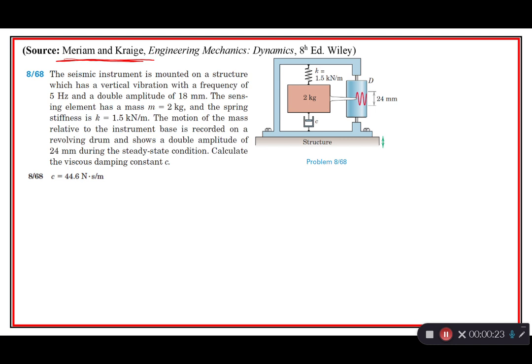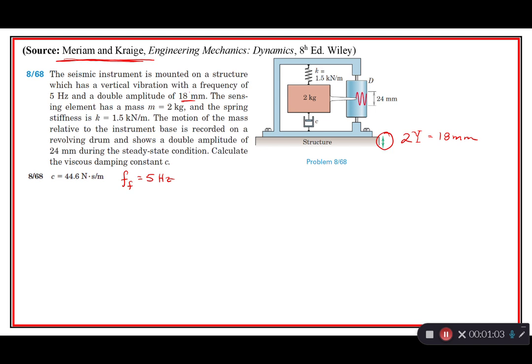So we could see that it has a vertical vibration frequency of 5 hertz. All right, so the f_F is 5 hertz. And a double amplitude, I don't know why we need to call it double amplitudes, of 18 millimeters, right? So that's the amount that this thing is going up, let's say 2 times our Y is equal to 18 millimeters. Therefore, one of our Y's is equal to, but that's fine for us.